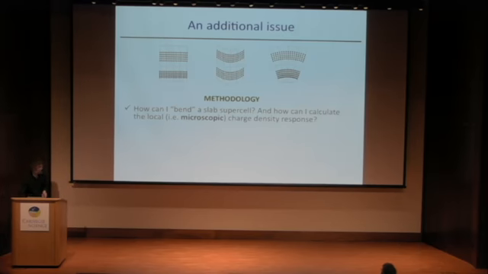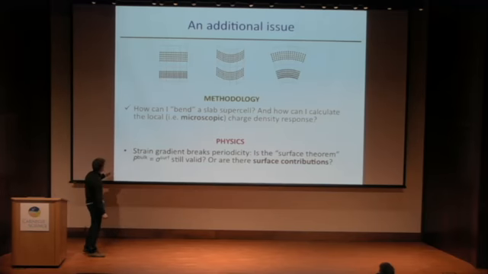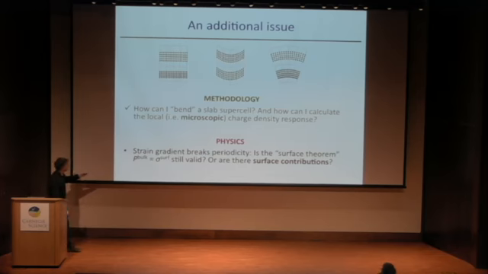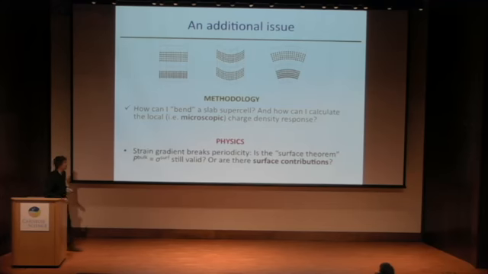Okay. So we solved the issue about methodology, which sounded pretty hard, how to bend a slab supercell and calculate the microscopic response. Now we have a problem that is more rooted in the physics. So we are used to the surface theorem that tells us that the bulk polarization is equal to the surface charge. But a strain gradient breaks periodicity, so we need to be careful about how we use concepts that are valid in a periodic context.